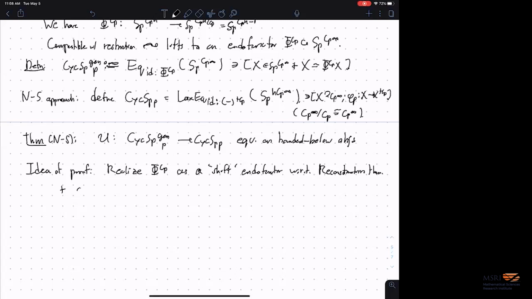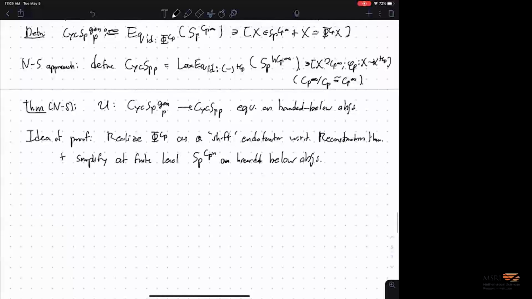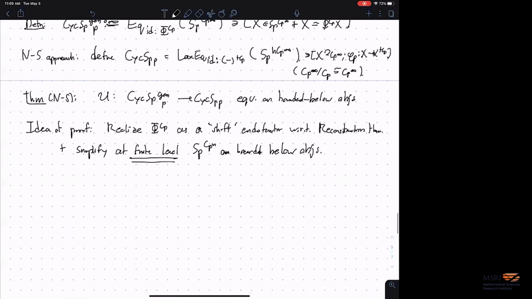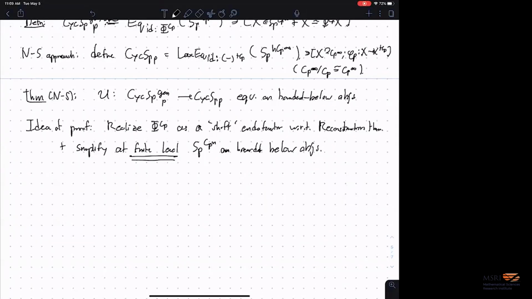and to simplify at finite level the category of CPN spectra in the bounded below case, or on bounded below objects. So there's a formal step, which is sort of passing to infinity. I want to maybe just indicate how the simplification at finite level works and leave the details to the reference, which is my paper with JD on this. I want to maybe highlight the abstract results.